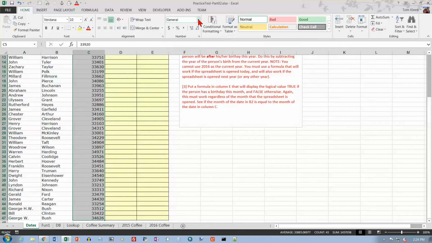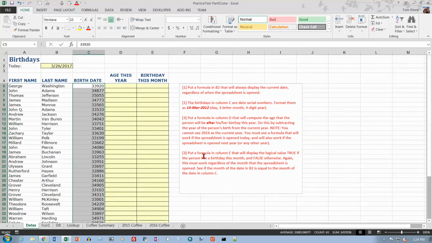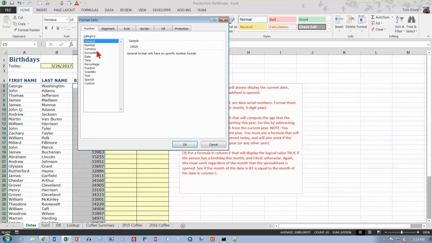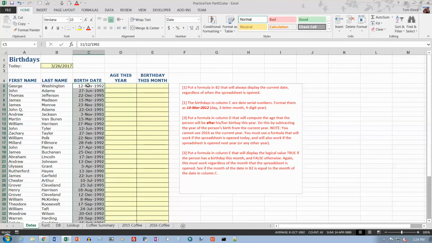We could go up here to General and choose more number formats. This is not the one that we want because we want the name of the month written out as 3 letters. So we go to more number formats. And we get the number dialog box, and we want to go to date, and there's a bunch of date options here, and we're going to scroll through until we find a 4-digit year and a 3-letter month. So let's scroll down, and still not seeing it, and there it is. It's the last one on the list.